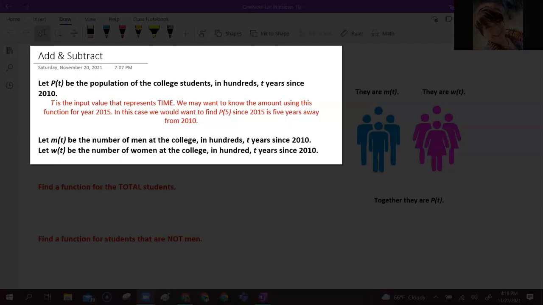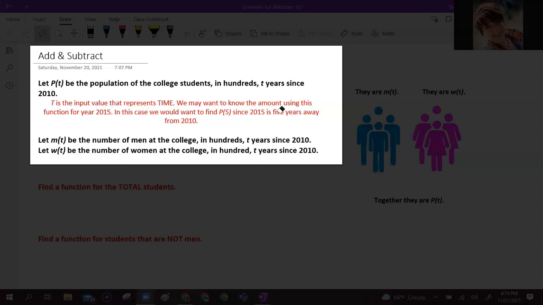Okay, let's go backwards for just a second. T is the input value that's going to represent time. Well, we might want to know the amount using this function, for example, for the year 2015. Since that value was given to us in 2010, and they want us to know the function in 2015, you're going to be looking for P at 5 because 2015 is 5 years away from 2010.